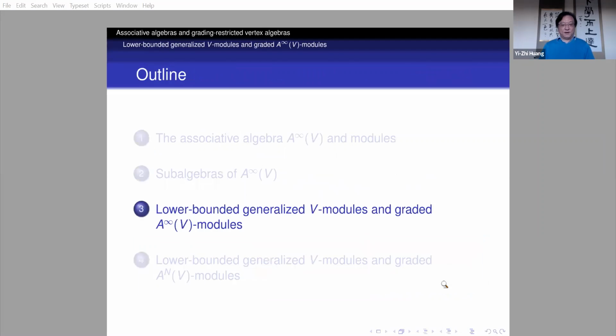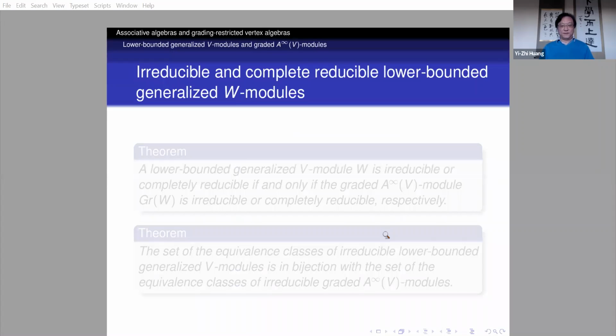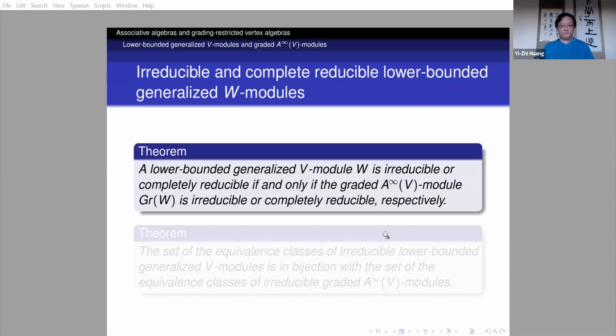Okay, so now let me discuss the results, the initial results I have obtained. First I want to discuss lower bounded generalized V-modules and graded A infinity modules. What are these connections? There are some small results, but these are the main theorem. Mainly, I want to discuss irreducible and completely reducible lower bounded generalized V-modules.